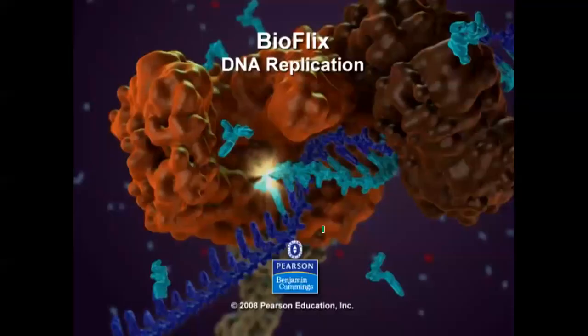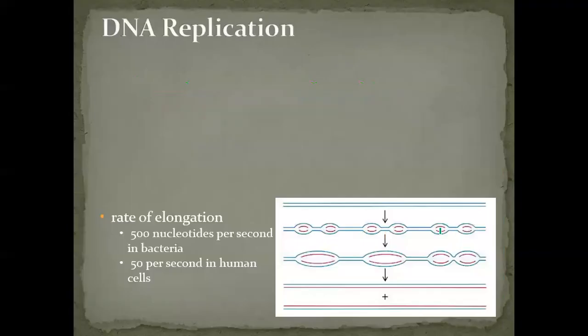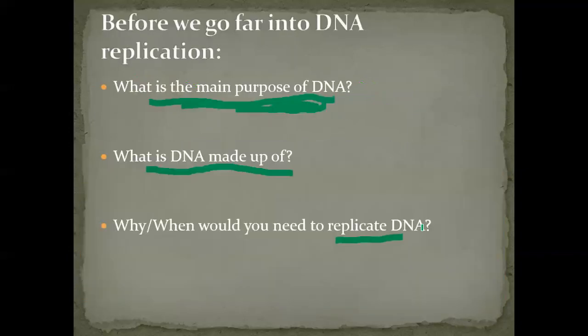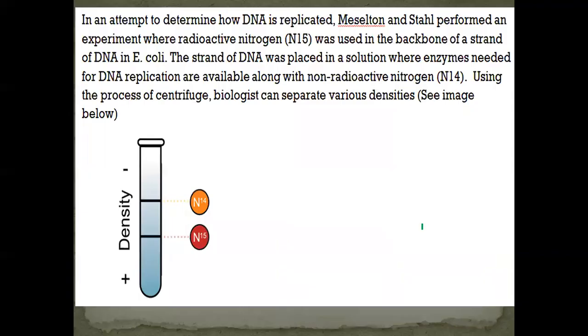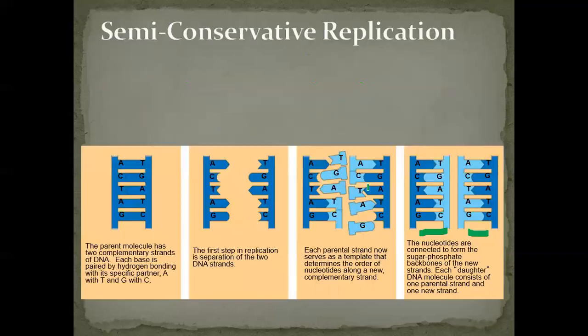This also reminds you of that semi-conservative model. The base pairing exists as DNA strands serve as templates for the new complementary strands. So if this was your nitrogen 15, this would be the nitrogen 14. That's what that whole semi-conservative model is going to represent. Before we get into DNA replication, I'm going to end it here on this short video to introduce the semi-conservative model, and we will see you in the next video.